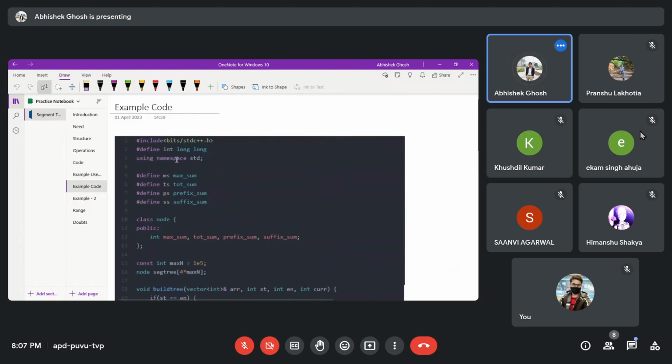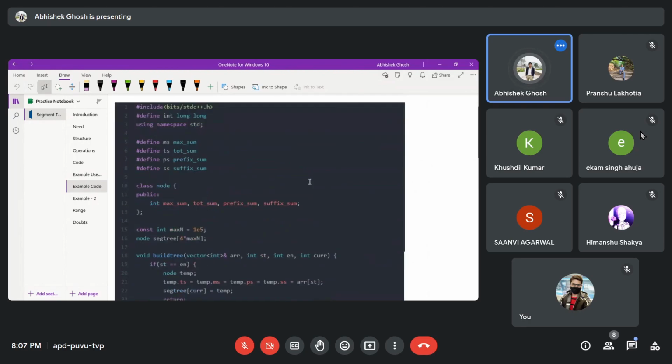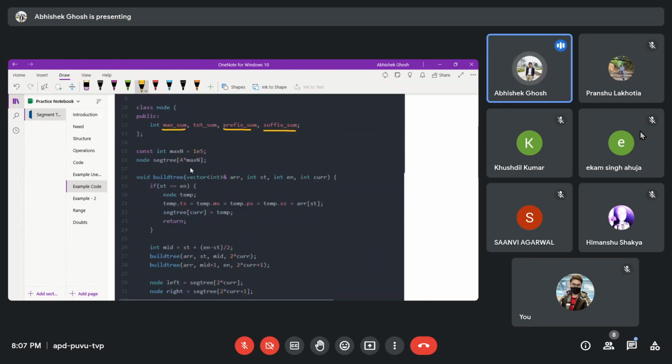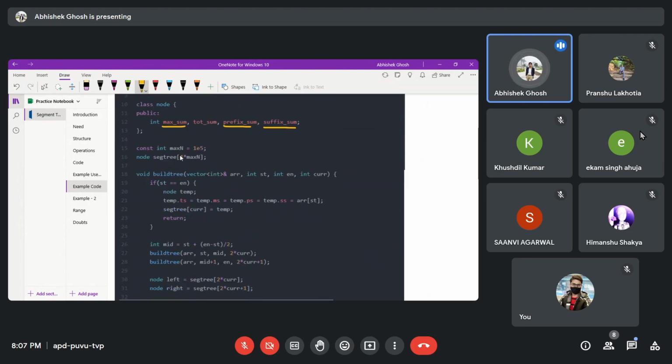So here we have 4 things in a particular node. Earlier we had just one integer. Now we need to store 4 things. One is the maximum sum, one is the prefix sum, and one is the suffix sum. I'll talk about total sum and why we need it in a while. I'm not using the template part of the code. I'm just simply declaring a global array named segment tree and using it.